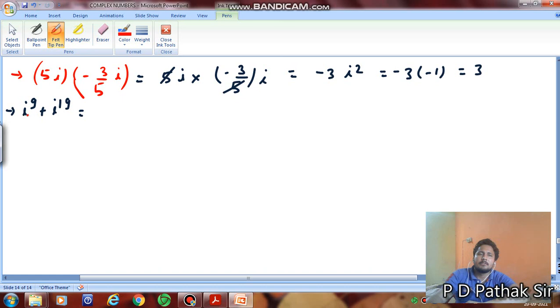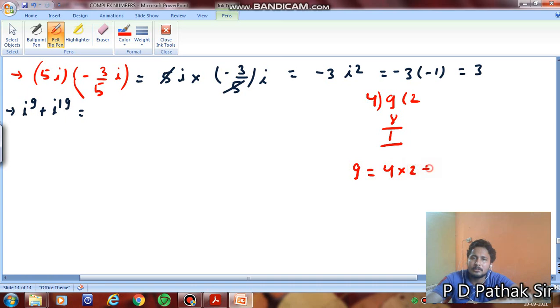Second question. I to the power 9 plus I to the power 19. If you want to find a power of I greater than 4, then divide these numbers by 4. First divide 9 by 4; you will get quotient 2, remainder 1. So you can represent 9 as 4 into 2 plus 1. Always you have to divide by 4. For 19, again divide 19 by 4. 4 fours are 16, and your remainder will be 3. Or you can write 19 as 4 into 4 plus 3.